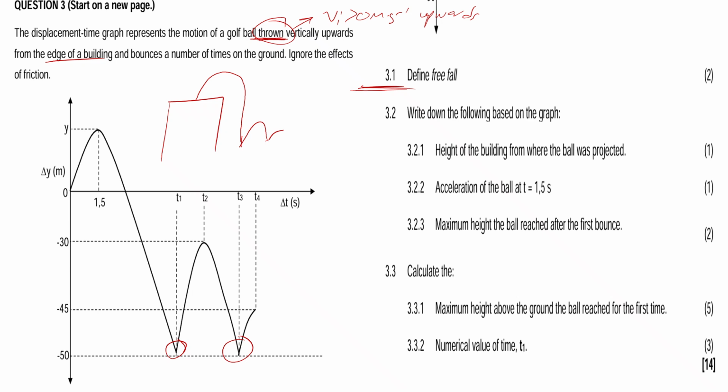So anyway, 3.2, write down the following based on the graph. First, the height of the building from where the ball was projected. If we look at this diagram and the graph, we can see that this line clearly resembles the graph. From 0 going downwards, that would be the distance from the top of the building. So the top of the building is 50 meters above the ground.